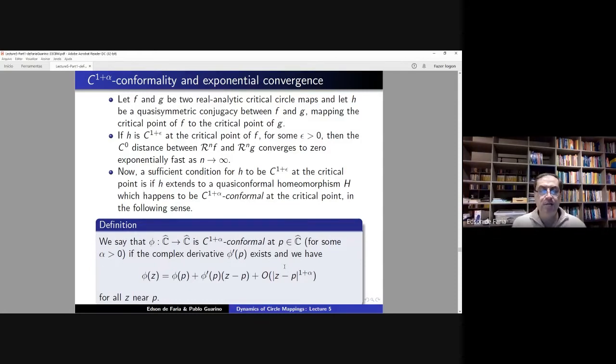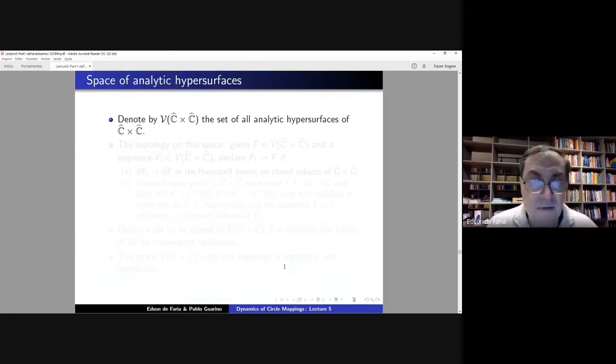So, in order to formulate these definitions, first let's specify what we mean by the space of analytic hypersurfaces. An analytic hypersurface is just a subset of the double sphere, C hat cross C hat. C hat is the Riemann sphere, so I'm calling the product the double sphere. You look at the hypersurfaces in the double sphere, meaning objects which are locally the graphs of holomorphic functions from C hat to C hat, or from some subdomain of C hat to C hat.